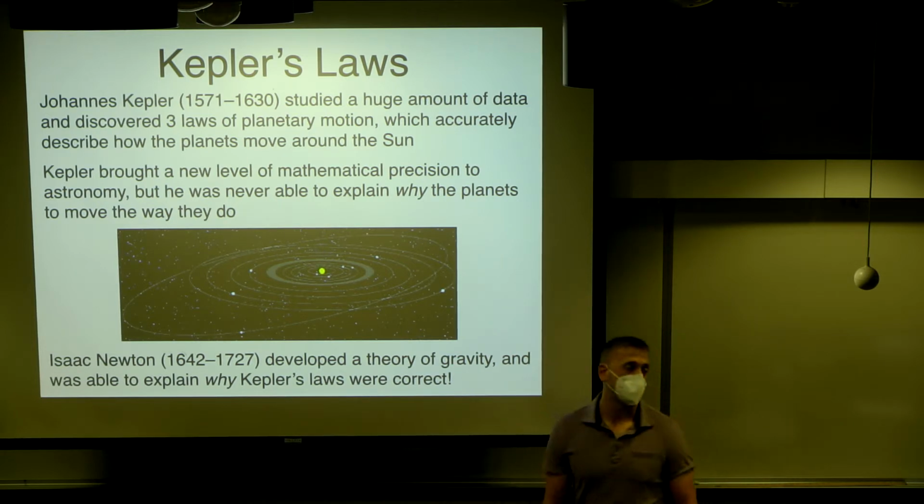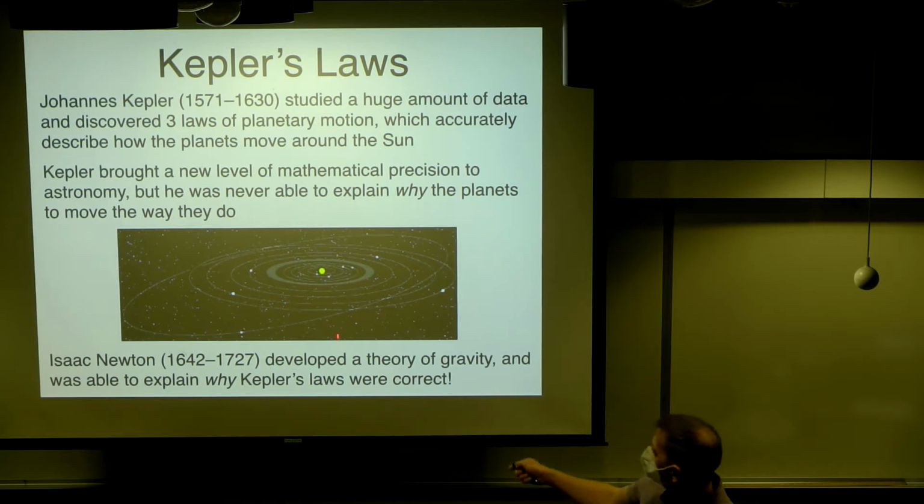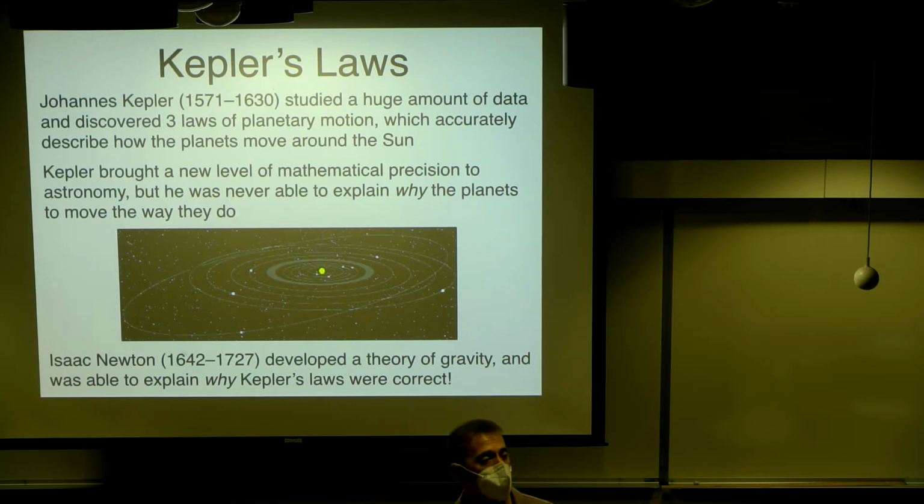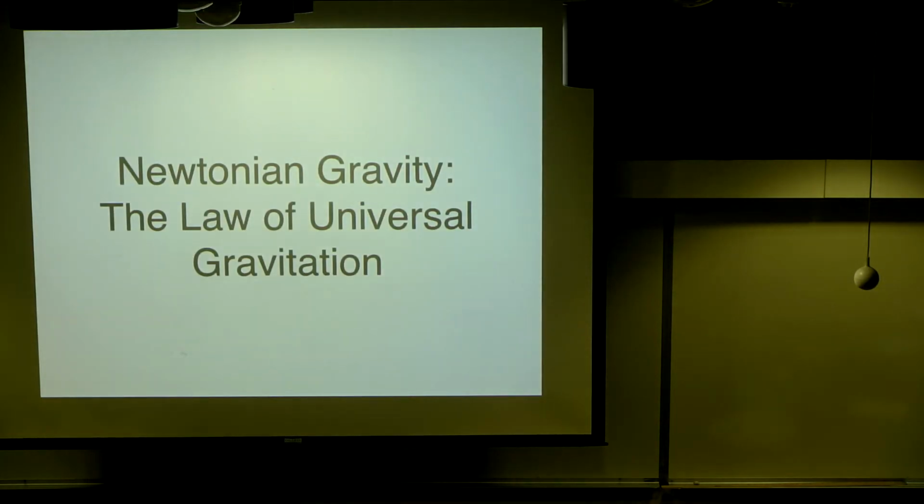Newton came up with a theory of gravity that explains why all of these different planets do what we see them do when we watch them move across the night sky. Okay? So that's the main topic of this lecture: that theory of gravity developed by Isaac Newton. All right. So let's now get into that. The rest of the time today, we're going to talk about Newtonian gravity and an equation that Newton came up with called the law of universal gravitation.